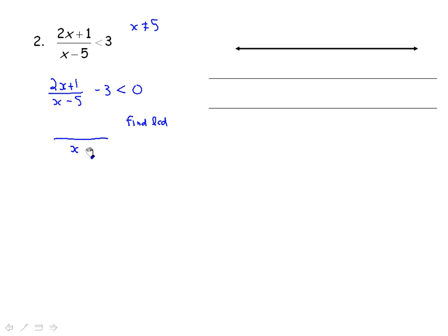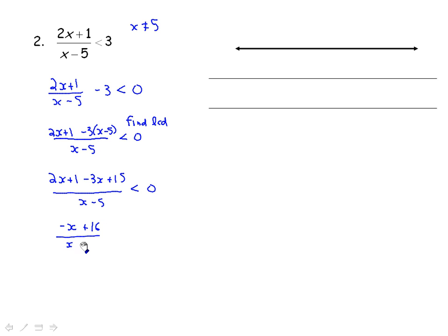Now our common denominator is x minus 5. The numerator is 2x plus 1, and then 3 needs to get multiplied by x minus 5. So we work that one out carefully, and we keep it all over the same denominator. So 2x plus 1 minus 3x plus 15, all over x minus 5, is less than 0. So this becomes minus x plus 16 over x minus 5.